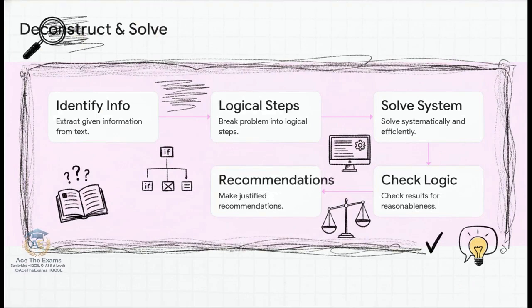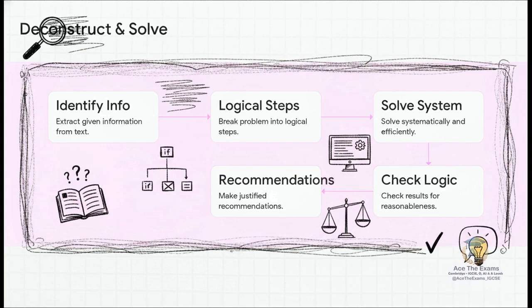So, you've got to master this deconstruct, solve, evaluate method. Step 1, identify the given information. Step 2, break the problem into logical steps. Decide exactly where your if and else branches go. Step 3, solve systematically. Step 4, check for reasonableness. Like if your if statement calculates a discount, does the final price actually make sense? Step 5, make justified recommendations.